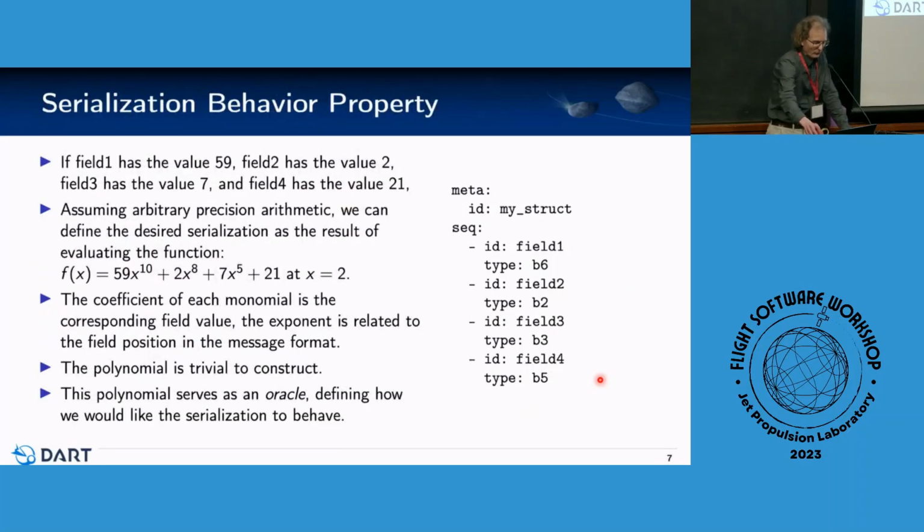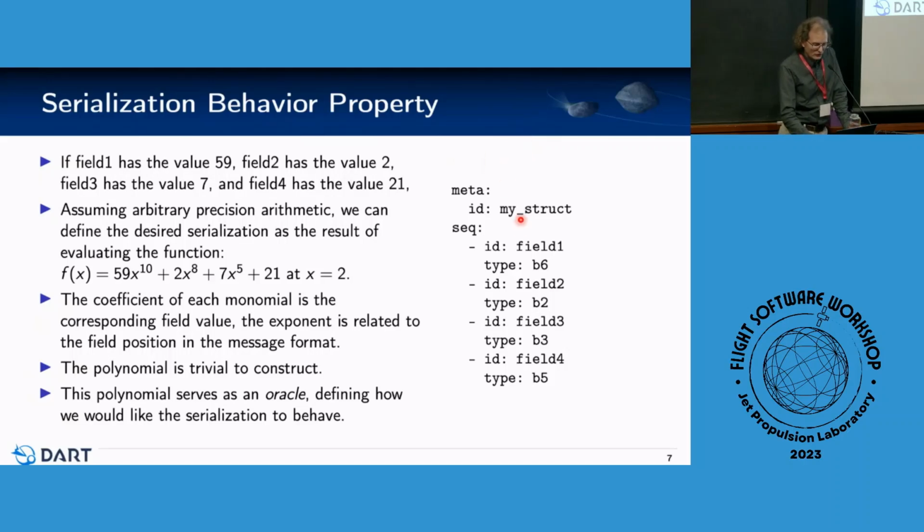So first, what I said was we were going to define a specification for what we want this code generator to do, and we're going to do that by defining two what we call properties. And you'll see in the end why we call them properties. The first one we're going to create is called the serialization behavior property. We're going to take our 4-field structure, and we're going to say, how do we want to define what the serialization is going to do?